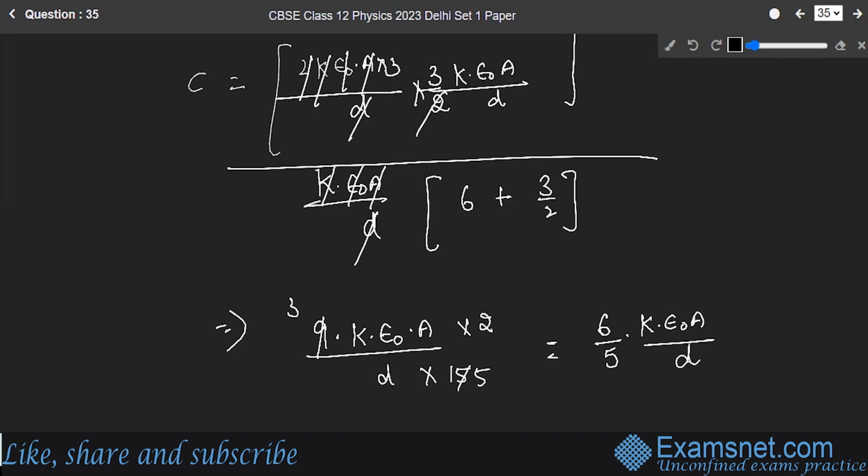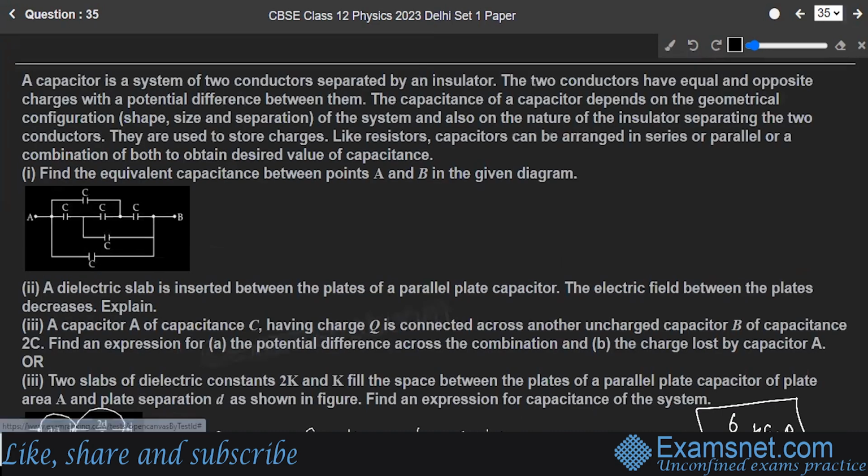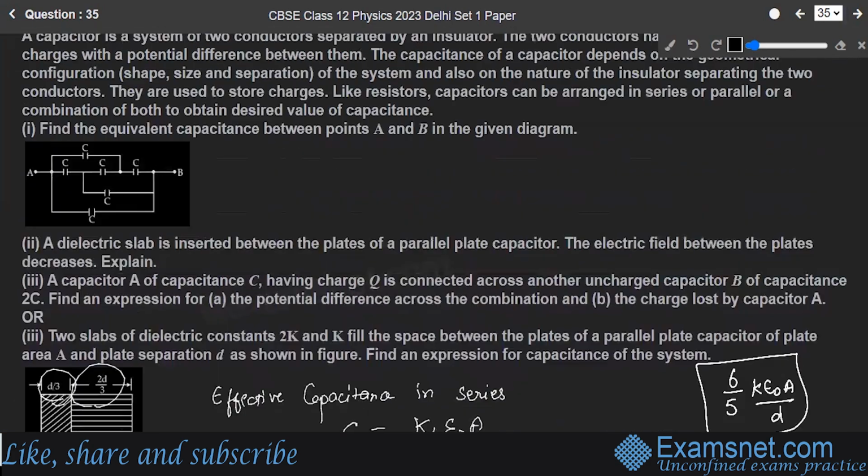Yeah, so this is the right answer to the question. This is the 6 by 5. Let's write it down: 6 by 5 K E naught A upon D. This is the right answer to the question. And students, with that, we have completed all the questions of this paper, all the 35 physics questions of this set 1 paper.